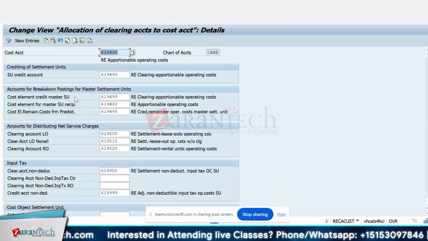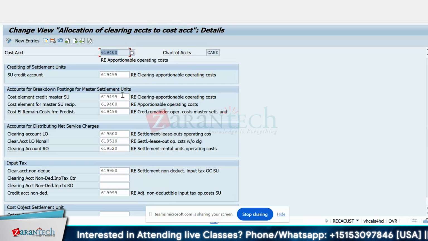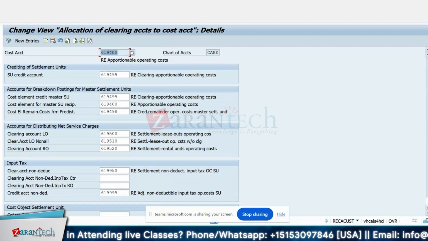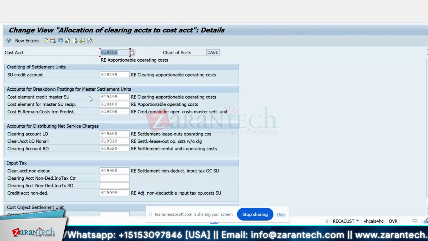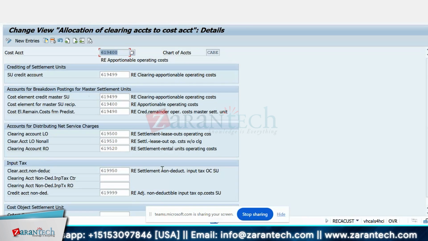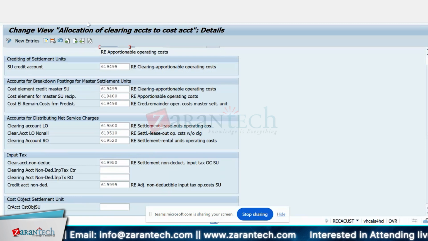Account of breakdown posting for master data settlement. So it is nothing but an account determination, like we do for asset class. In a similar manner, we do it over here. Okay. For distribution net service charge, for breakdown posting master unit service settlement unit, and input tax. For tax, what we are going to use. So cost accounting settlements we are doing over here. Okay. Account determination.